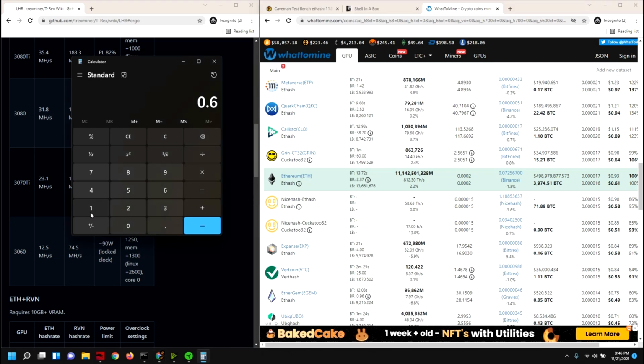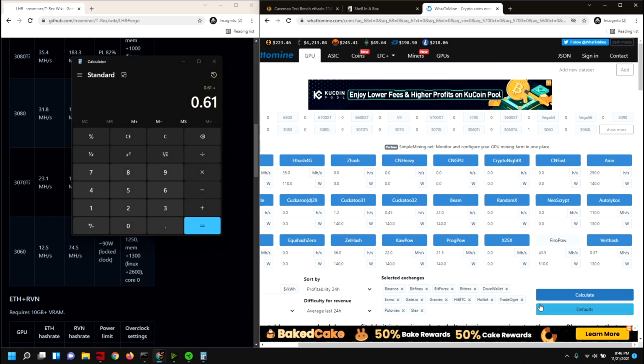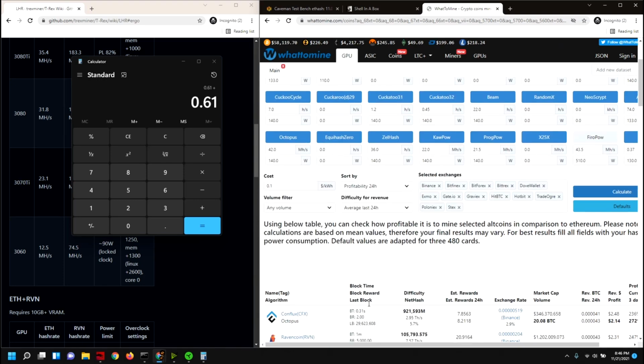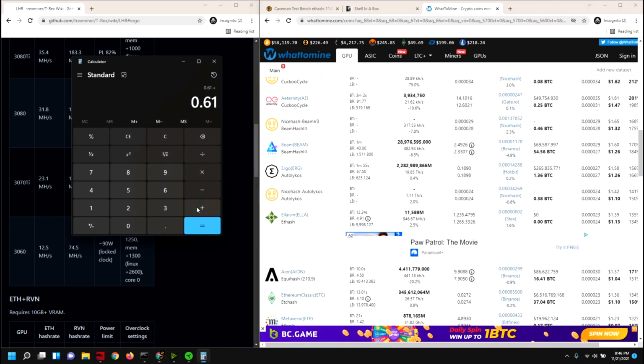So 0.61 plus, and we said about 74 for Autolycos. So we'll go ahead and put that in at 133 watts, and let's take a look what we get. We get $1.26, plus $1.26, $1.87. So in terms of that profitability, we were about $2.25 after cost of electricity, which is straight up Ethereum.